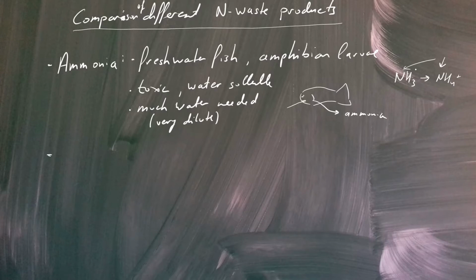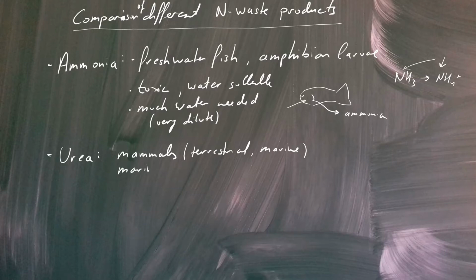Urea is another excretory product. This one can be found in mammals, both terrestrial and marine. So for example, dolphins and whales, these are marine mammals, they also produce urea. Then also terrestrial mammals, and also marine fish. They produce urea, and also adult amphibians, like frogs.